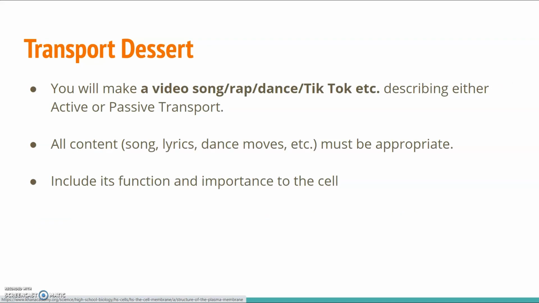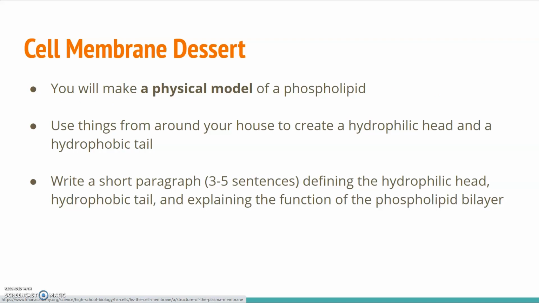Transport dessert. Make a video, a song, a rap, a dance, a TikTok, describing either passive or active transport. All the content, such as songs, lyrics, dance moves, they all need to be appropriate. Include the chosen transport's function and its importance to the cell.